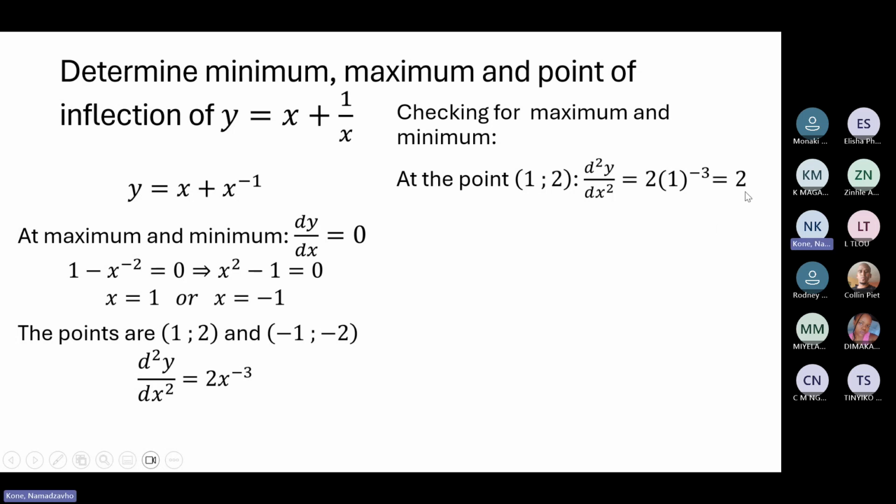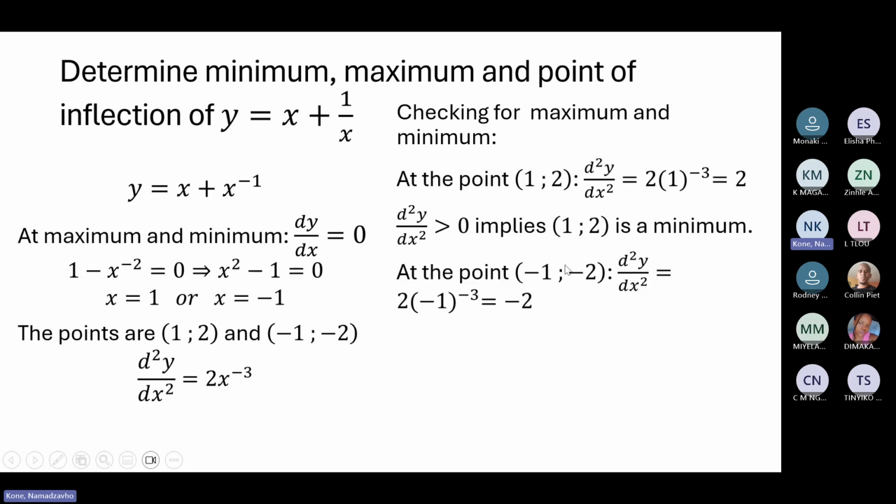Now, by virtue of this being positive, it tells us that this one is a minimum turning point. And then to check the other one, we do the same. We substitute x by minus 1, and then we get 1 over minus 1 to the power of 3, which is minus 1 times minus 1 times minus 1. And eventually the answer will be negative.